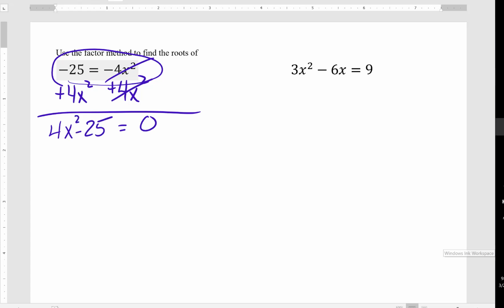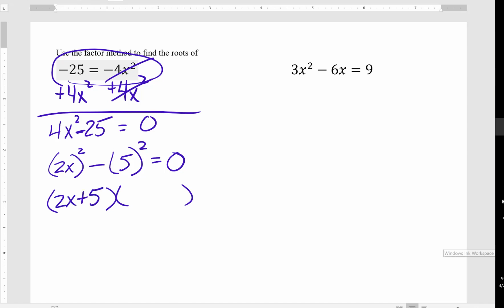All right, and you can see that this is a difference of squares. It's a difference because it has a subtraction sign, and there are two perfect squares here. You've got 4x squared, which I could write as 2x, the whole thing squared, because 2x times 2x is 4x squared. And then 25 is 5 squared. So when you have something squared minus something squared, it equals the product of the conjugates, which means first thing plus second thing times first thing minus second thing. All right? And that's supposed to equal 0.